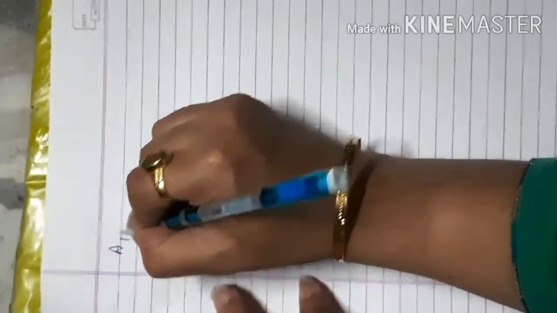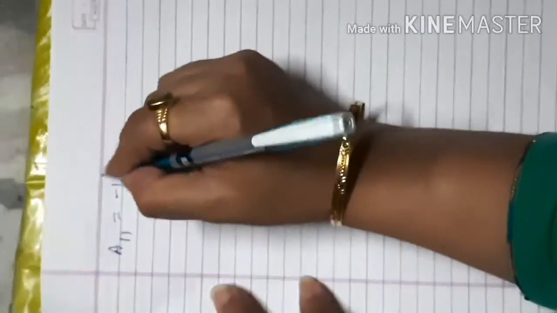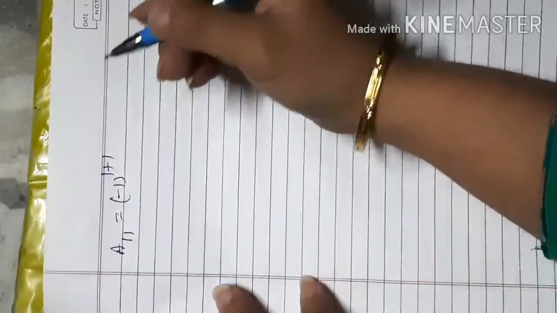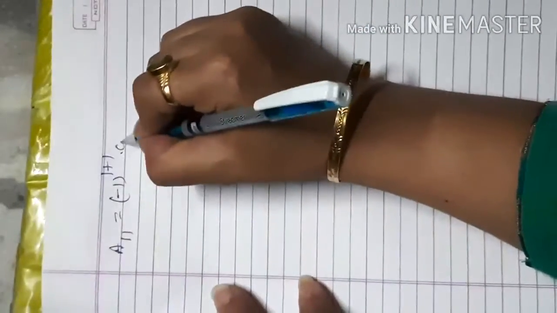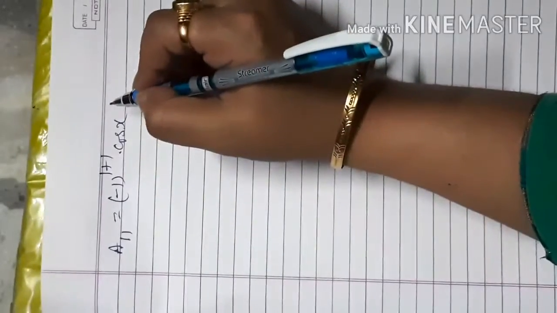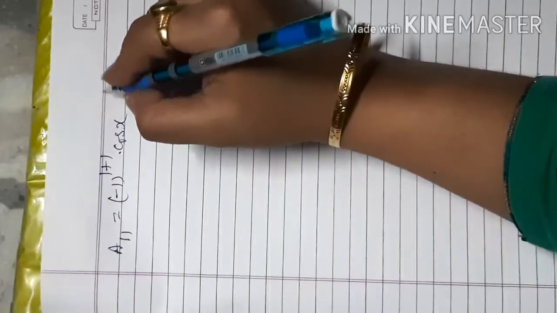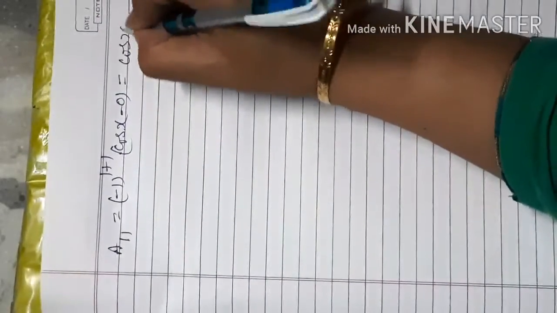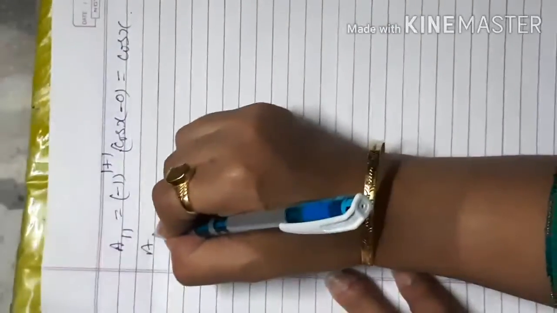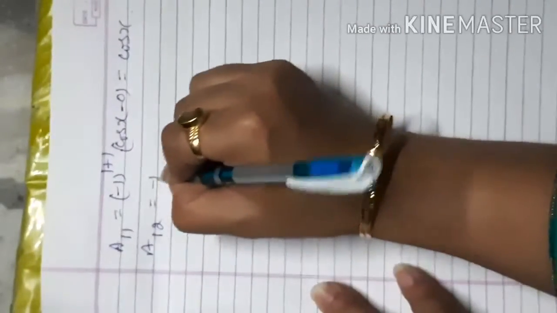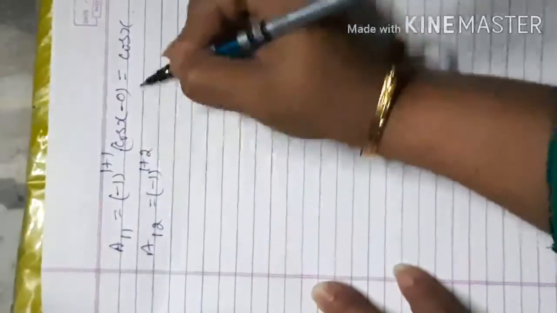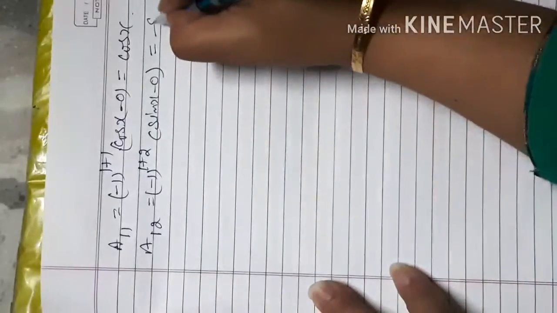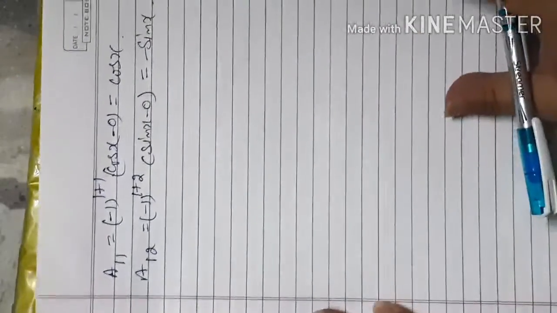So in this determinant A, first row, first position cofactor: the position sign is -1 raised to power 1 plus 1, and the connected element is cos x, then minus 0. I'm going to write directly here, so that is cos x. Similarly, first row, second column: my position sign is -1 raised to power 1 plus 2, so that becomes sin x minus 0. So the connected element becomes minus sin x.